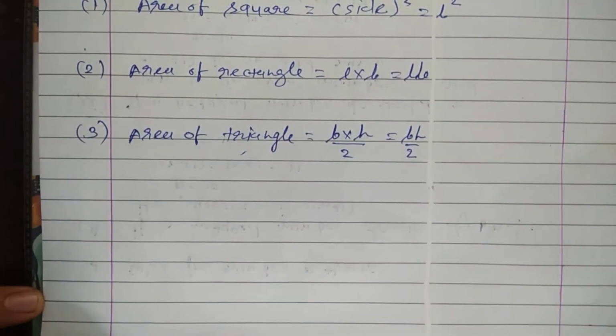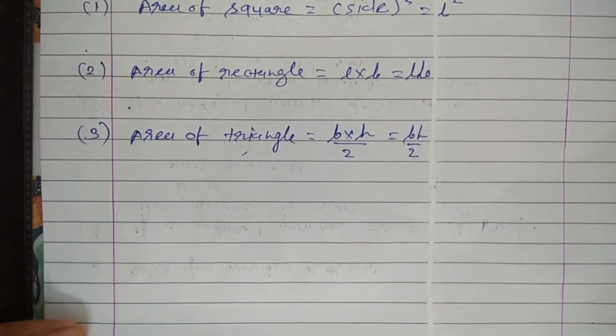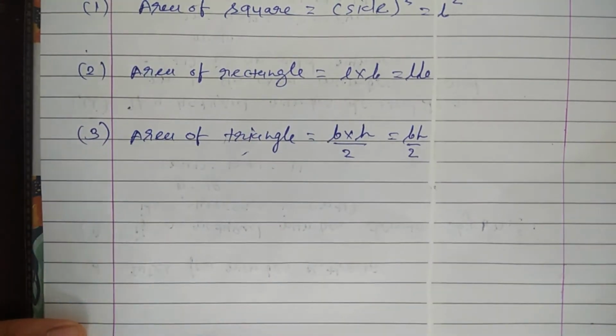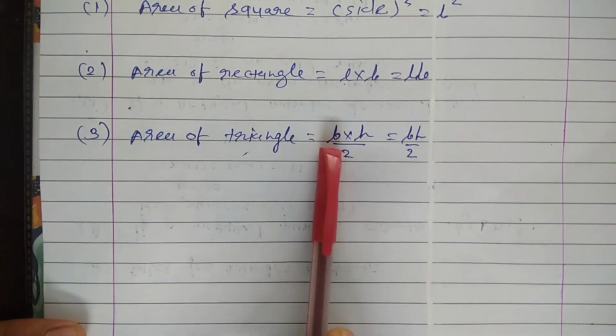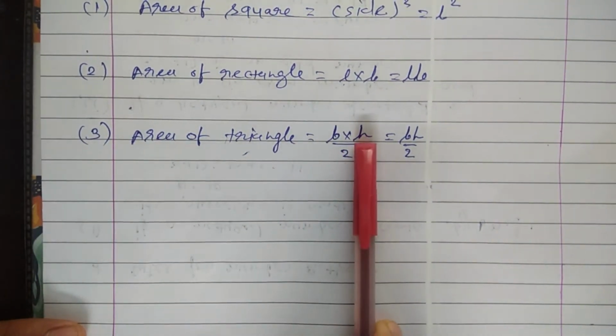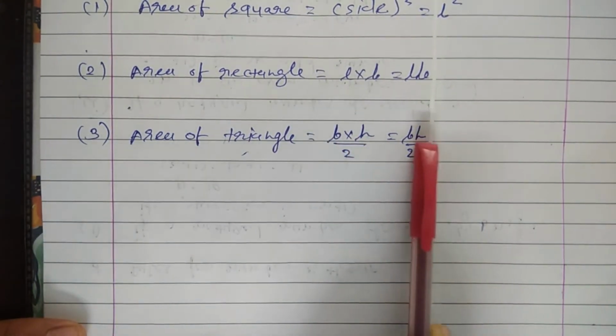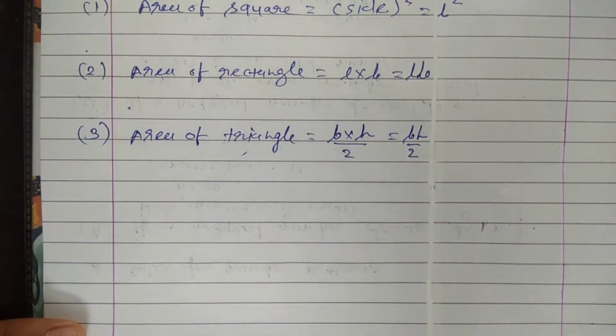Area of a triangle, this one also we have used, that is 1/2 base multiplied by height. If we take the base of a triangle as small b and the height as small h, we get b into h divided by 2, which we can write as bh by 2.